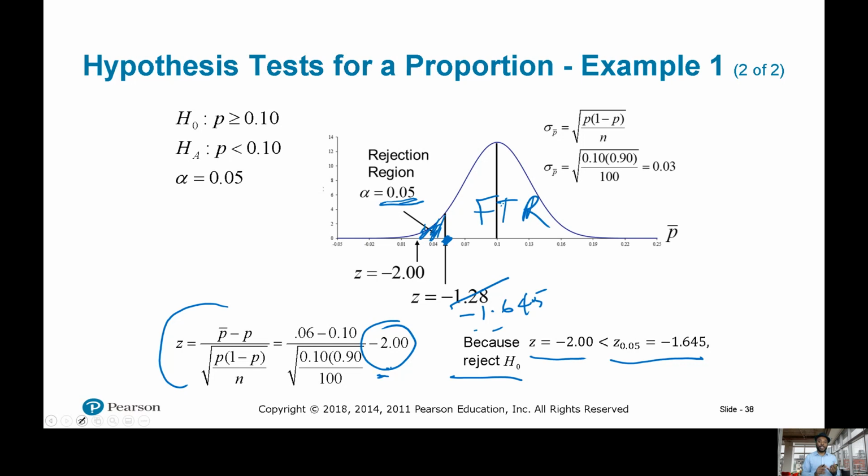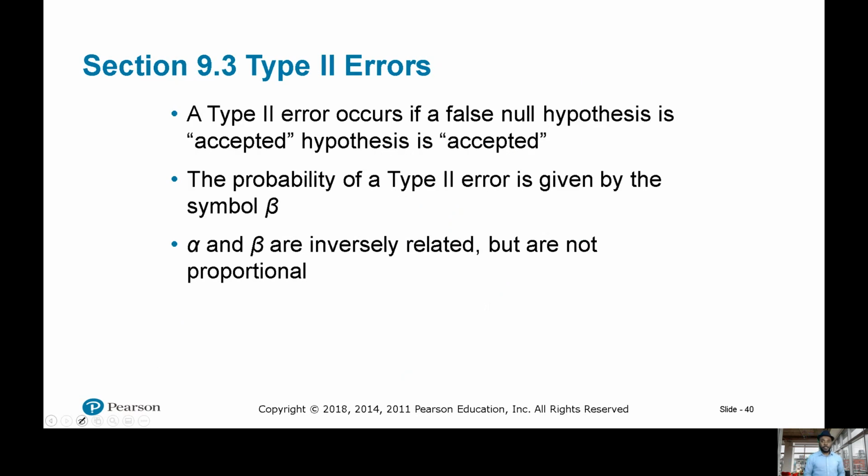We have seen how to conduct hypothesis testing for the population mean when sigma is known and when sigma is unknown. We've also seen here how to conduct a hypothesis test for proportions. So that's pretty much everything. And in the last section, I will just generally talk about the types of errors. So let's talk a little bit about type 2 errors. Great. So a type 2 error occurs if a false null hypothesis is accepted.